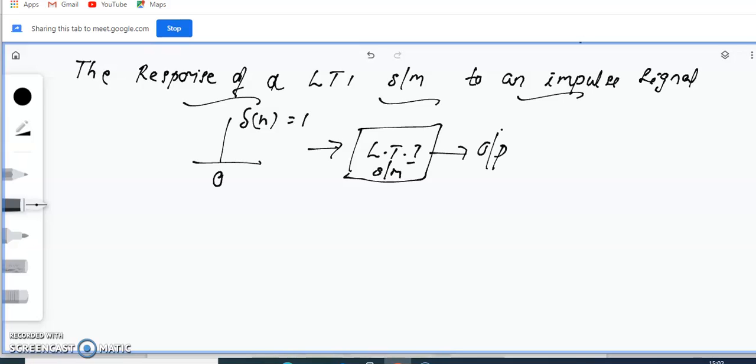Okay, and this output is known as h of n. This is the impulse response of the signal.